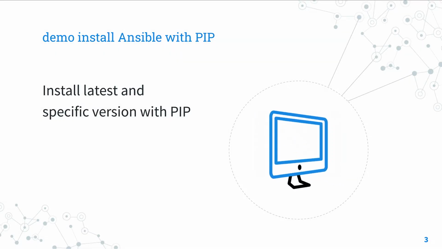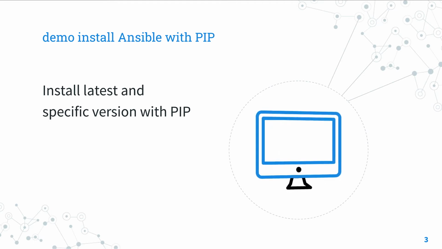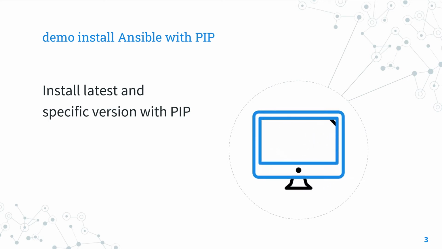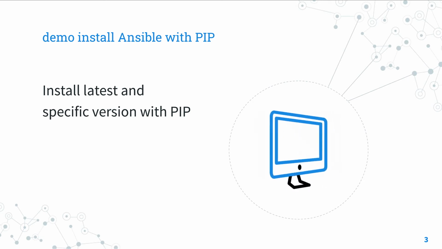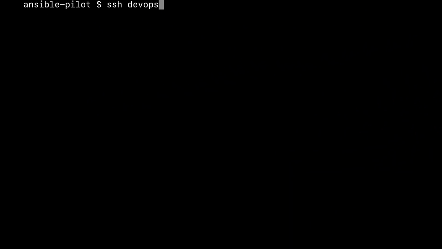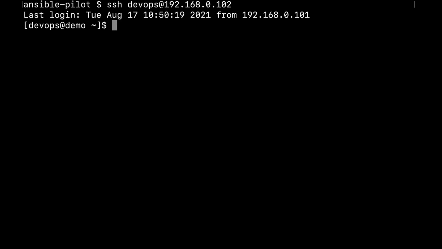Demo time! Let me demonstrate to you how to install the latest version of Ansible with PIP, the Python Package Manager. And welcome to my console. First of all, I would like to install Ansible on my target machine, which is Red Hat Enterprise Linux.